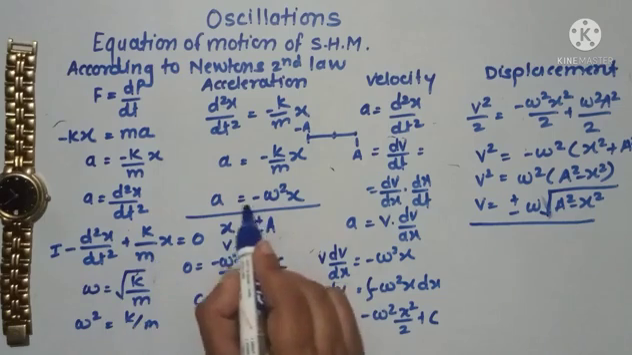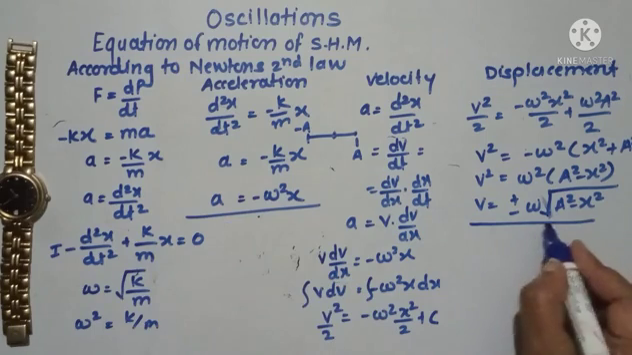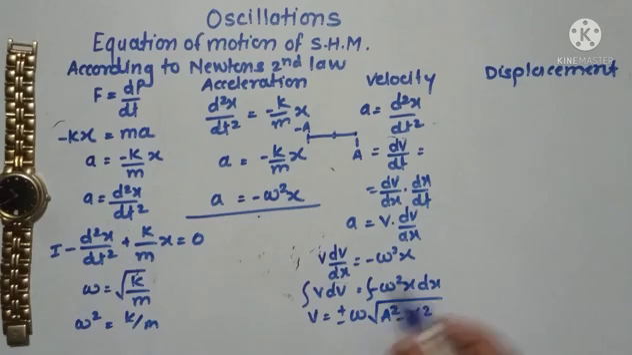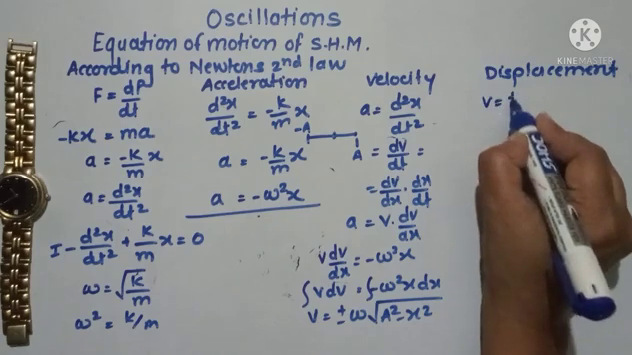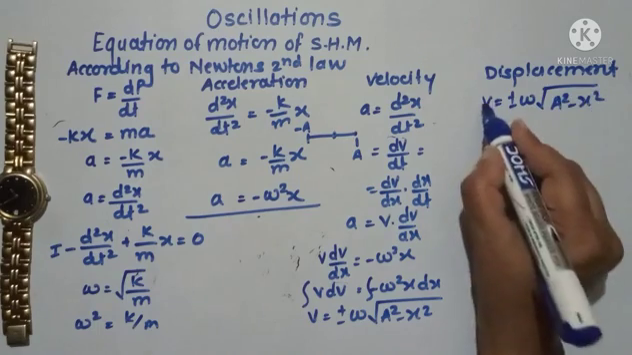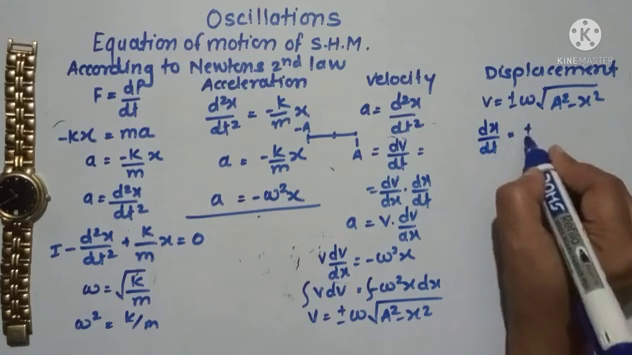From the equation of the motion you can calculate acceleration, you can also calculate the velocity. So I will directly write the equation for the velocity over here: v is equal to plus minus omega root of a square minus x square. So let us calculate the displacement from the same equation of the motion. So we have got this equation, and we know that v is nothing but dx upon dt.